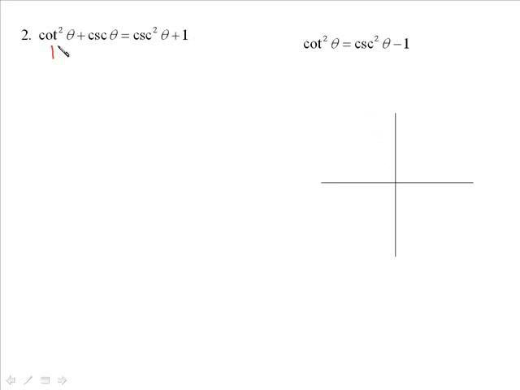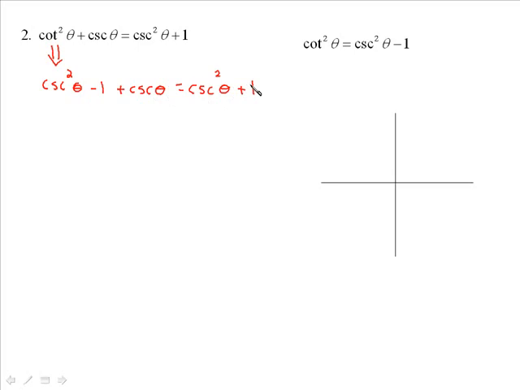So I have a new screen up for that, and I just make the substitution. Cosecant squared theta minus 1 plus cosecant theta is equal to cosecant squared theta plus 1. So it's all in terms of one variable, which is good.